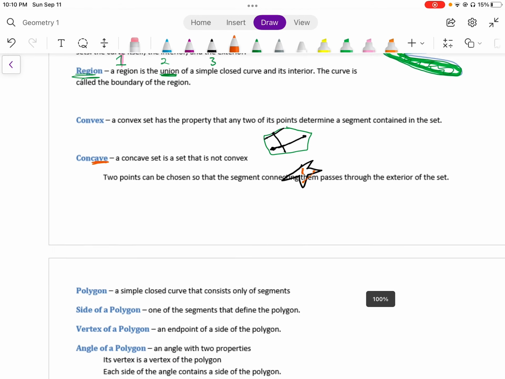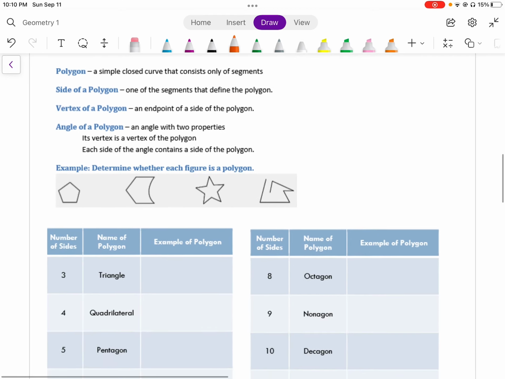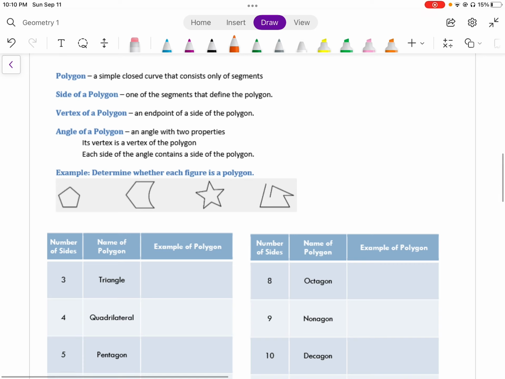All right, we're through page 1 of those notes. Let's go to the next one. Talking about polygons. A polygon is a simple closed curve that consists only of segments. Only of segments. So it's got to be simple and closed and contain only segments. So I attempted one there.